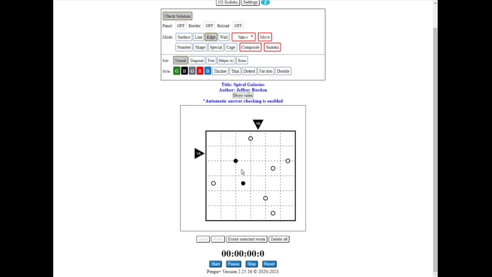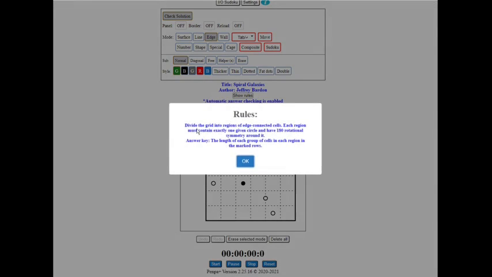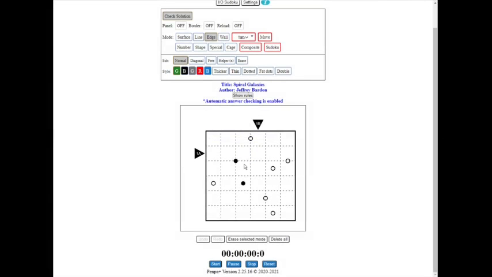To solve Spiral Galaxies, you just have to divide the grid into regions of edge-connected cells. Each region has one circle at its rotational center of symmetry. Alright, so that's pretty straightforward. That means anytime there are two circles sharing a cell, there's a line between them. It also means that anytime it's on the border, you can rotate around and put the opposite border. And that gets you to here pretty quickly.